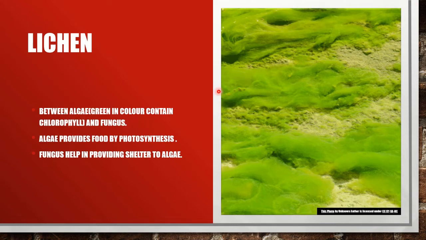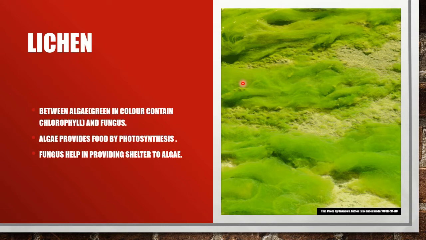How does the alga help? The dark green color is of the alga, and this light green color is the fungus. Alga provides food by photosynthesis, as it is green in color, and the fungus helps by providing shelter to the alga. In such a way, they both help each other.